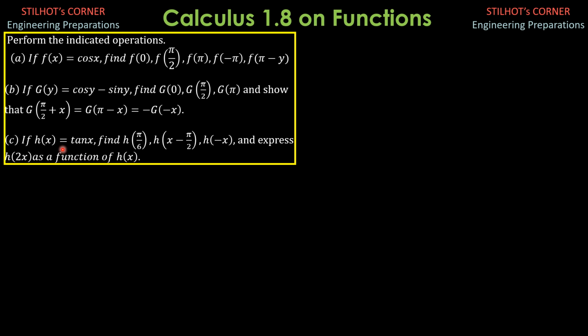Part C, if h of x is tangent x, find h of pi over 2, h of quantity x minus pi over 2, h of negative x, and express h of 2x as a function of h of x.